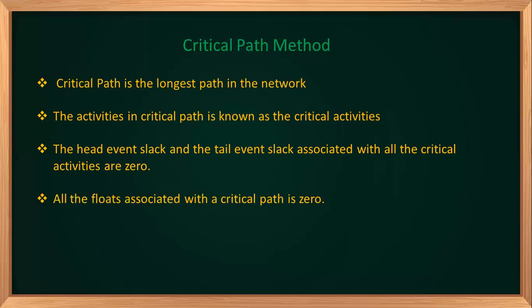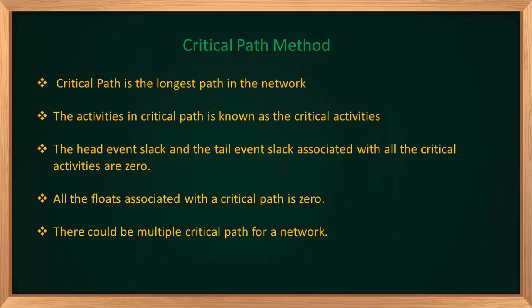The second property is that all floats associated with the critical path are also zero. We have already learned about floats and slacks. For a critical path, all the floats will be zero: the total float, the free float, the interference float, all will be zero. So these are two checks by which we can find out whether a path is critical or not.